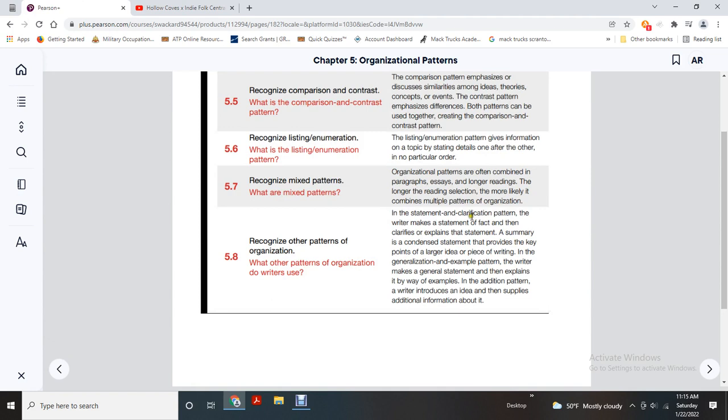In a statement and clarification pattern, the writer makes a statement of fact, but then clarifies and explains. The statement is shown with a condensed statement, then provides the key points of a larger idea. In a generalization and example pattern, the writer makes a general statement, then explains it by way of an example. In an addition pattern, the writer introduces an idea and then supplies additional information about it.